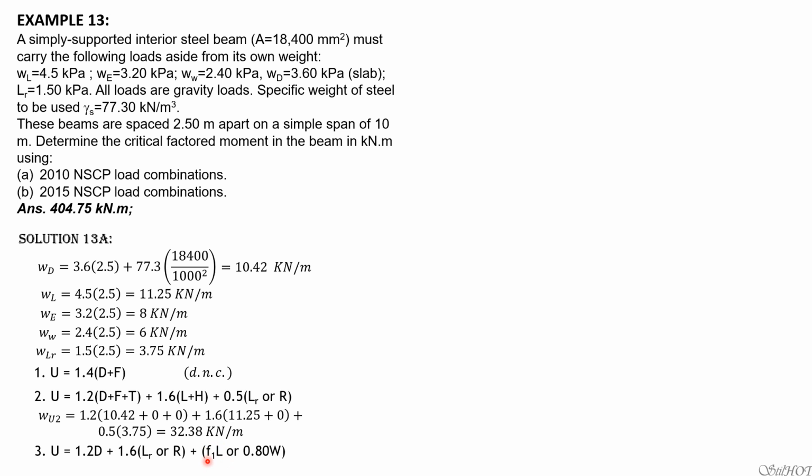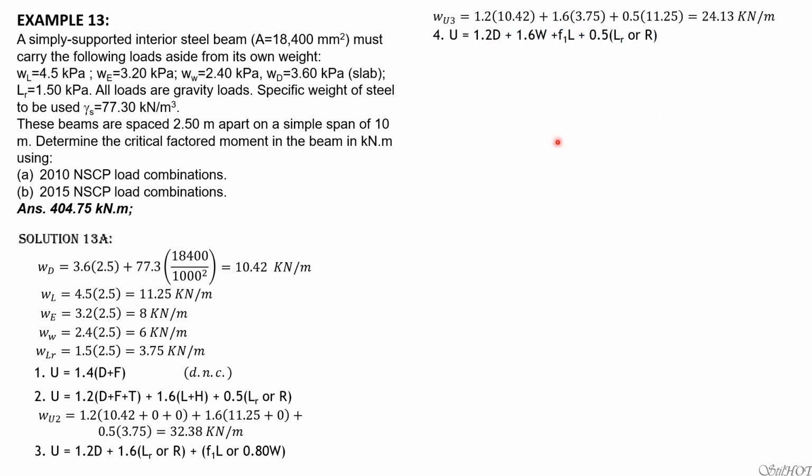Load combination 3, that's the formula. So again, 0.5 of 11.25 is 5 point something, while 0.8 of wind load 6 is 4.8, so this is greater. So this controls in this load combination. So WU is 1.2 of 10.42 plus 1.6 of 3.75 plus 0.5 of 11.25, 24.13 kilonewton per meter.